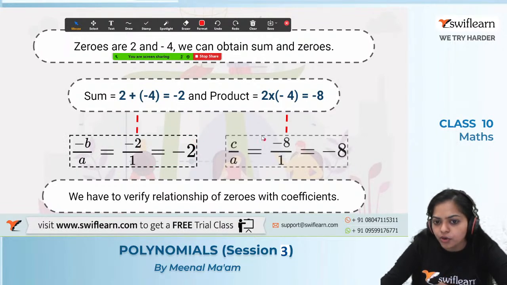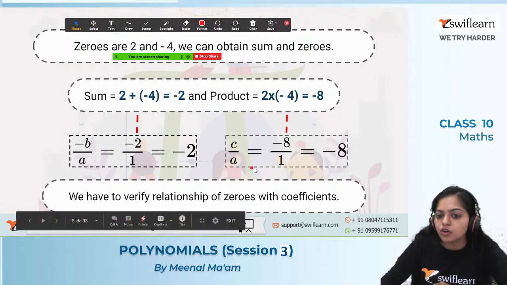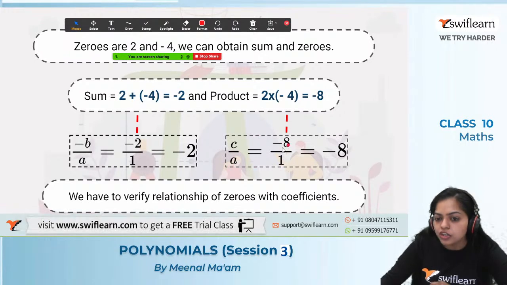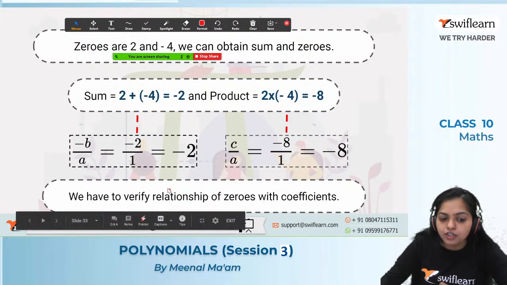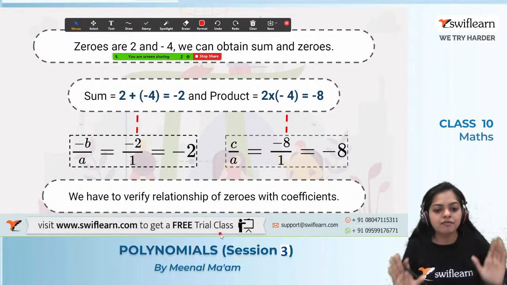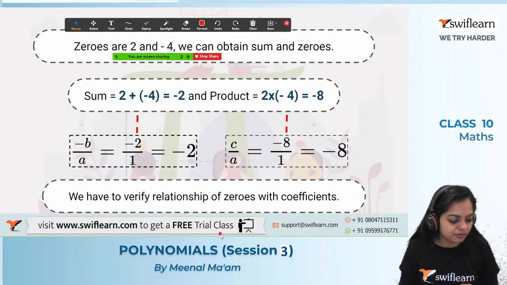And again, what is the product? The product is c by a, meaning the constant term divided by a. The constant term is minus 8, divided by a, which is 1. So again, we verified that we get the same answer. So we have to verify the relationship of zeros with coefficients, and we have verified that we get the same answer.